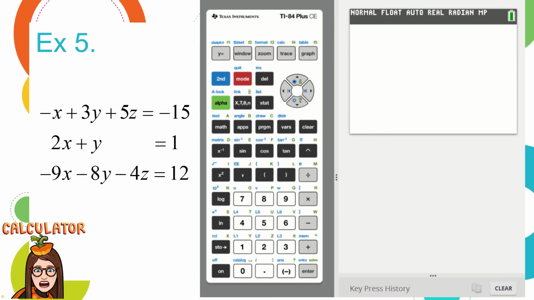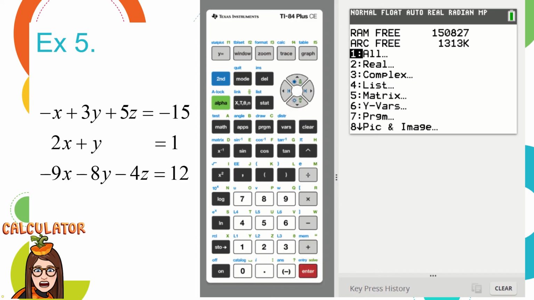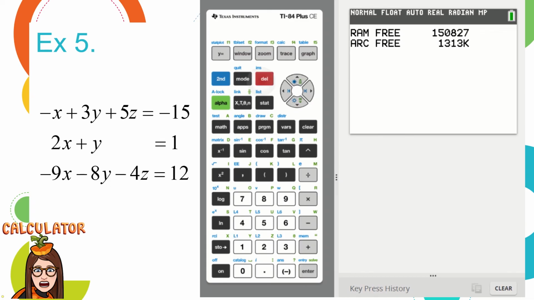Alrighty, let's take a look at this last example. This time I'm not going to use the store feature. I'm going to just straight take the inverse times the constant. Let's see how efficient we can be. Remember, if you ever need to clear your matrices, there's multiple ways to do it. I typically go second memory management, or delete, because I like to go to the matrix menu. And then you just press this delete key over and over again until they're all gone. I don't have any stored. Get out of that menu.